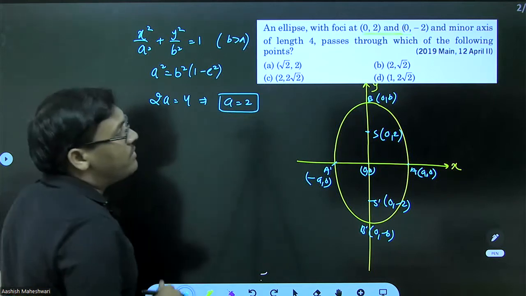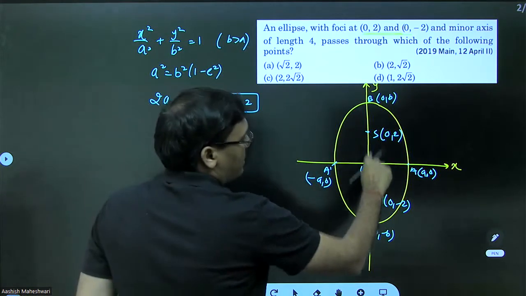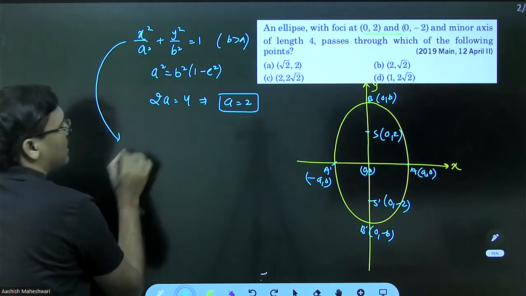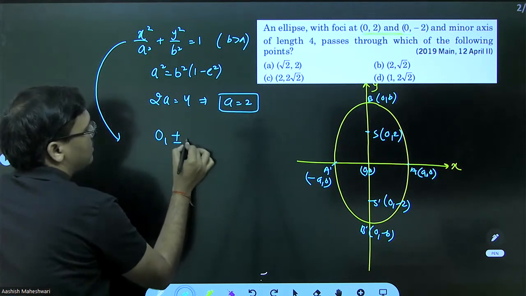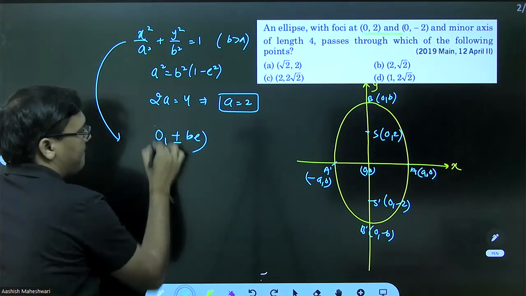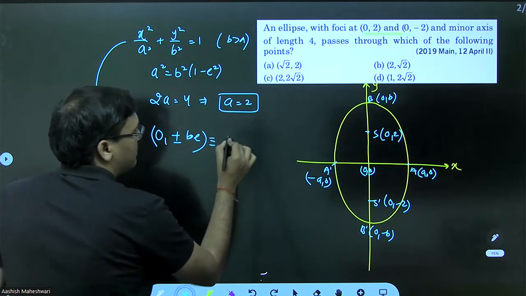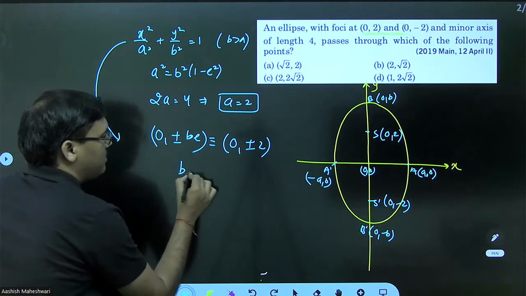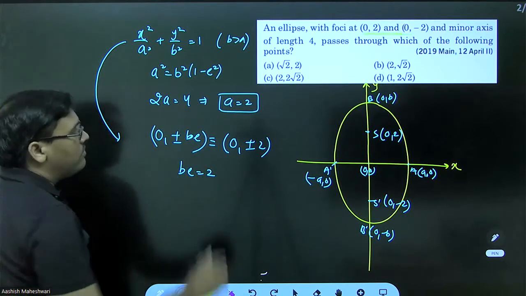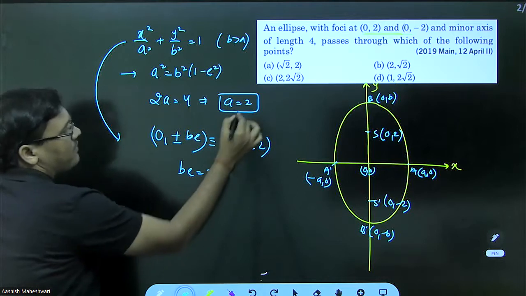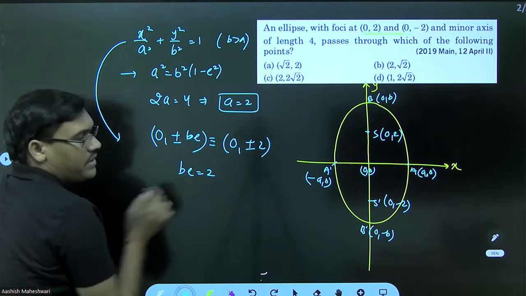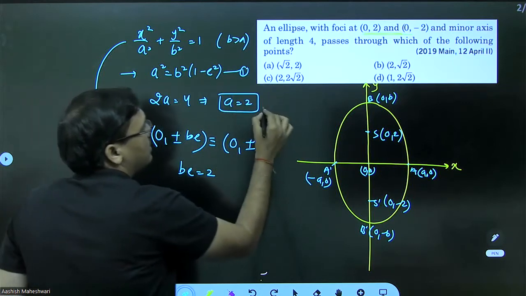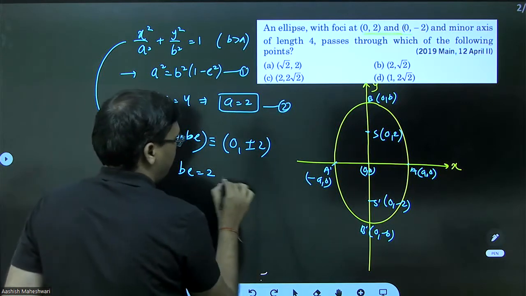Now we have to find the value of b. The other information given is that the foci of this are (0, 2) and (0, -2). We know for this ellipse the foci are (0, plus minus be). Now these are given as (0, plus minus 2). So be is equal to 2. Now we have this relation. We have the value of a and we have be. How will you get the value of b? You just have to solve equation number 1, equation number 2 and equation number 3.